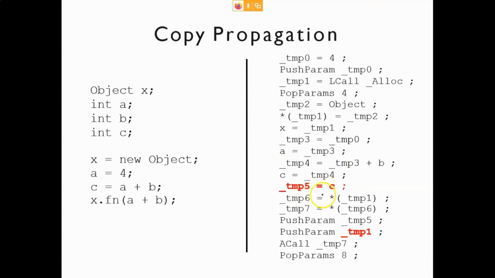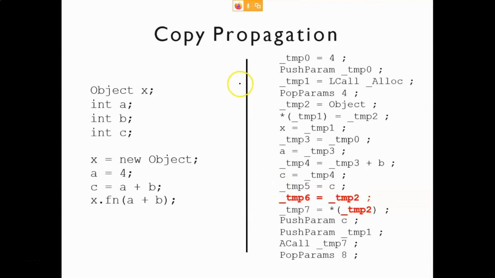Similarly here you can see this is temp5. You are assigning this c to temp5, so this temp5 can be replaced with c, because in the middle statements you are not changing c and you are not changing temp5. This is how you can do the copy propagation. All these are examples of copy propagation. You can go through these slides and check.